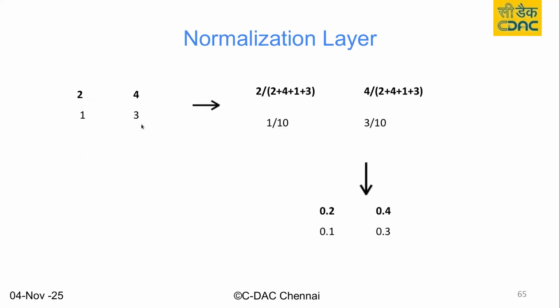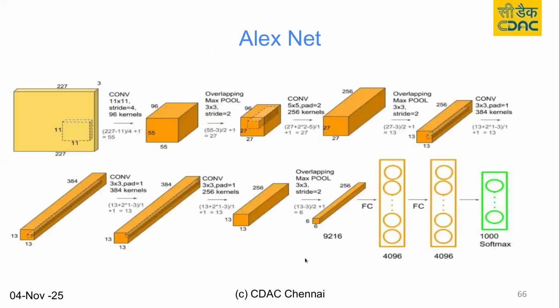So you will get a 2 cross 2 matrix as output of the 4 cross 4 matrix in a max pooling operation. And for the normalization operation, I'll take one number as the numerator for a 2 cross 2 matrix and divide it by the sum of all other numbers, 2 plus 4 plus 1 plus 3, which is actually 10. So 2 by 10, 4 by 10, 1 by 10, and 3 by 10. Finally, all the numbers will be between 0 and 1 when I perform this normalization operation. So that will be better for the multiplication operation.